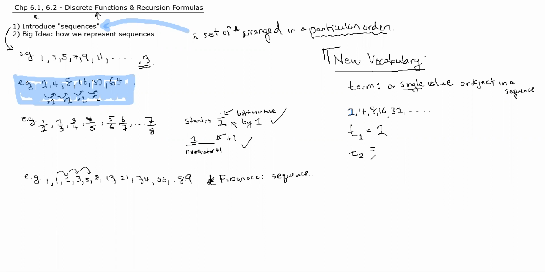The second term, what would that be? 4. The third term, 8. The fourth term, 16, etc., etc. What would then be the sixth term, just because we already did the fifth term? Right? That is another way of expressing what number you want without actually having to write the entire thing. Okay?